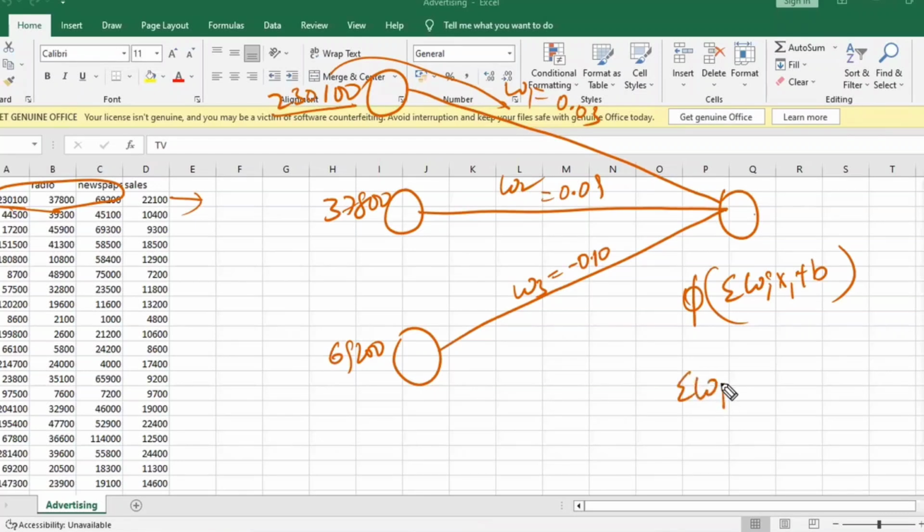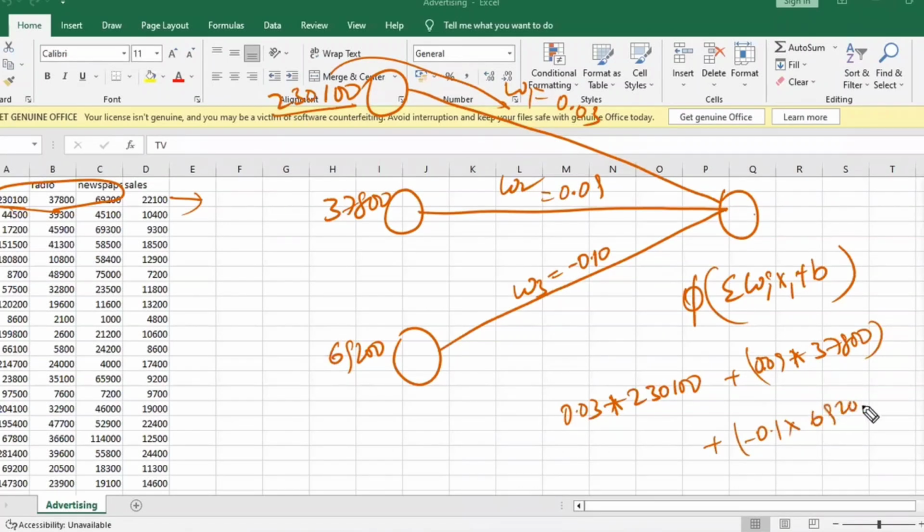It is going to calculate sigma Wi xi first. That is nothing but 0.03 into 2,30,100, plus 0.09 into 37,800, plus minus 0.1 into 69,200. First it will calculate this one, and then the bias. Some bias is randomly initialized. Assume the randomly initialized bias is 0, initially 0, just for ease of calculation.